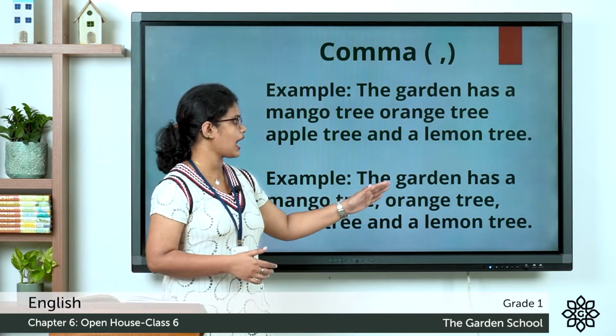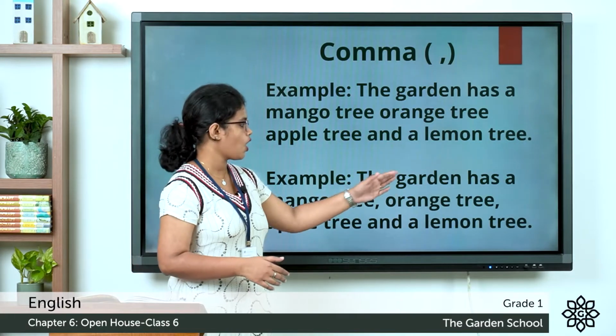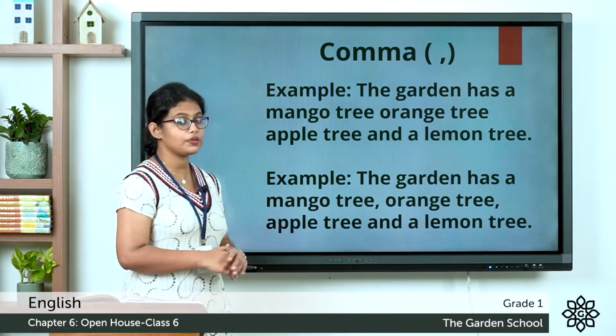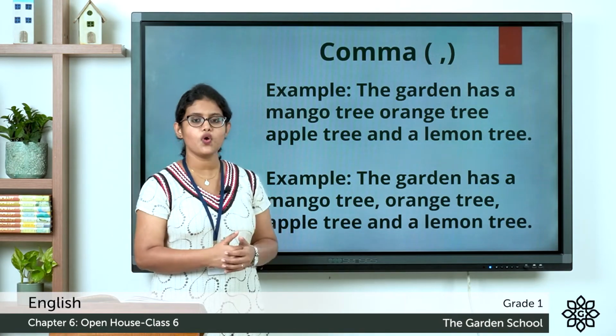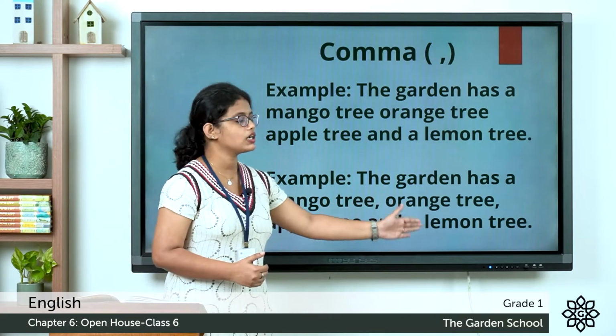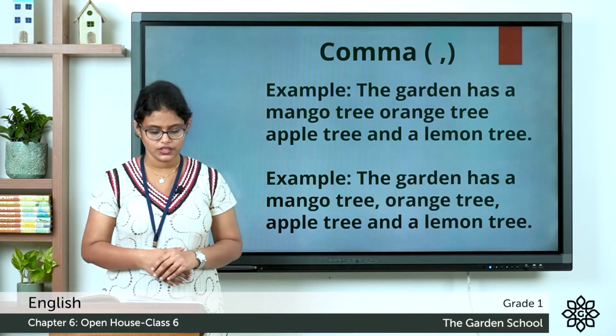So we can use a comma to separate these things. See, the garden has a mango tree. You can put a comma there. Orange tree, then put a comma there. Apple tree, then before "and" we do not put a comma. Okay, and a lemon tree. So this is how you can write.